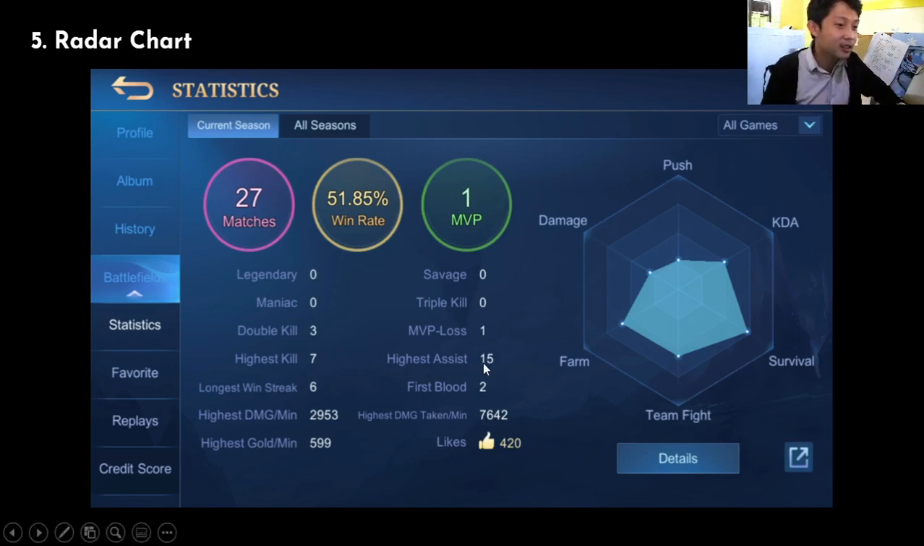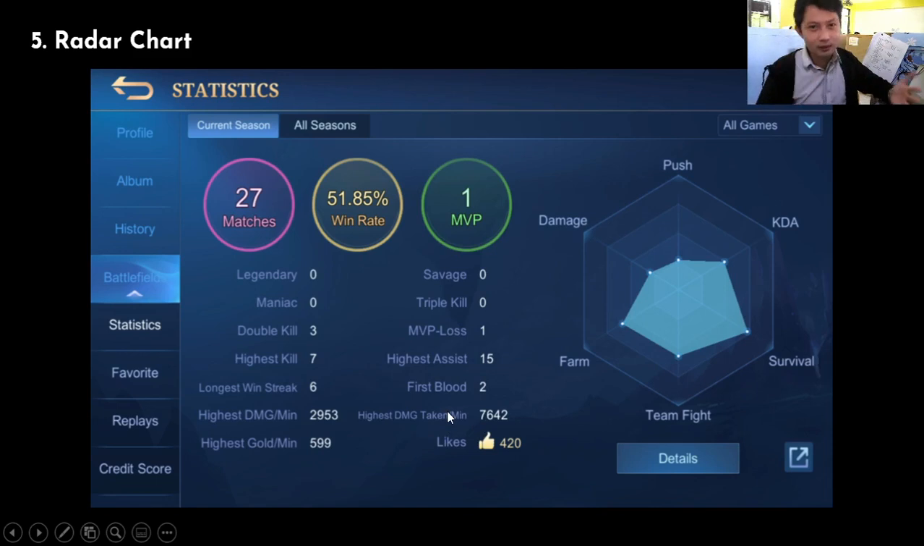So, the highest assist ko is 15. Ang taas ng highest assist ko kaysa sa kill. So, ibig sabihin, hindi talaga ako killer type. No? So, assistant lang ako. Okay? The first blood ko, 2. Okay? So, medyo swerte lang siguro. So, the highest damage taken is 7,642.